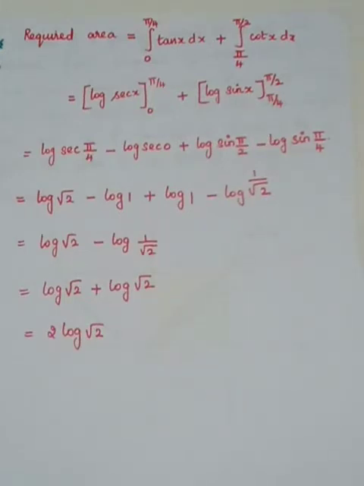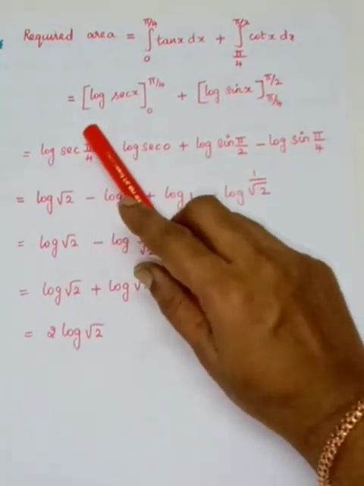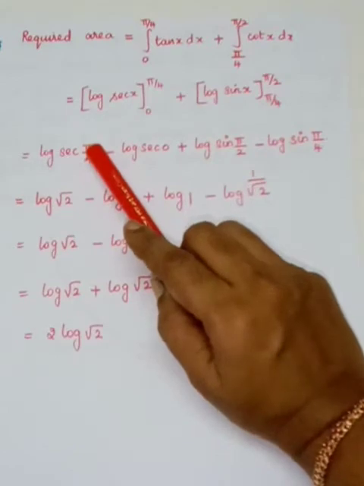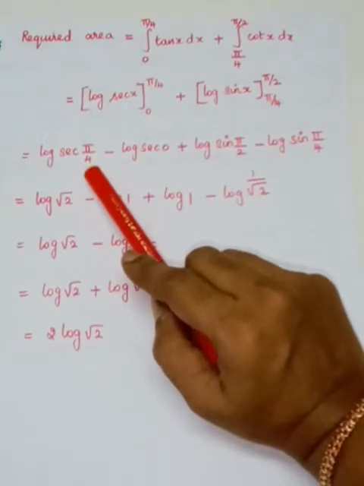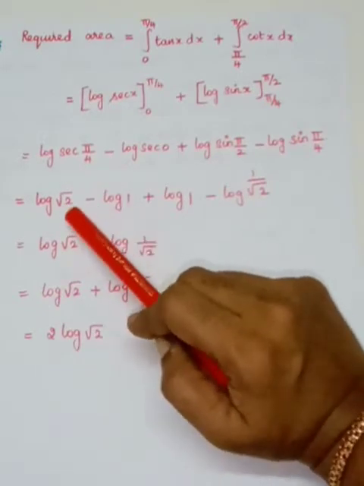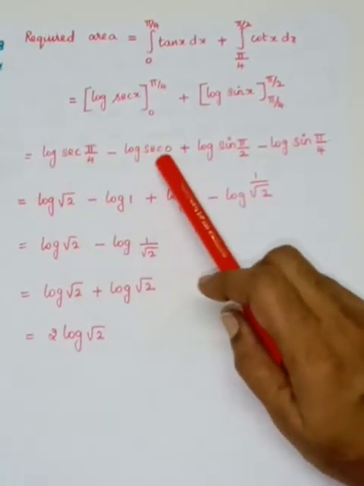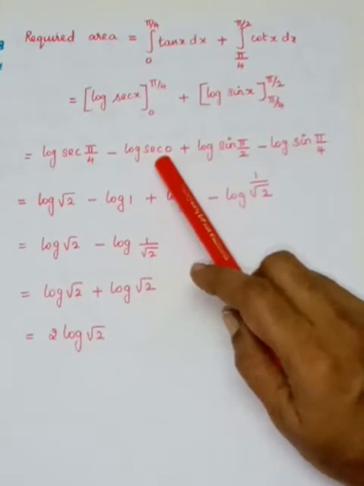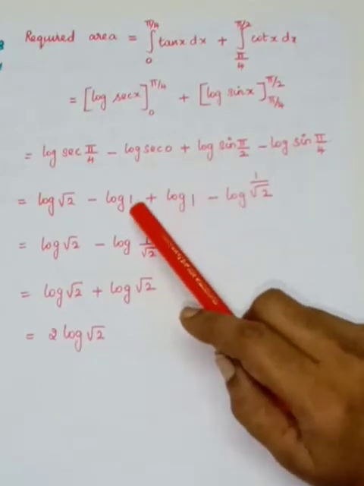Next term, applying the upper limit, log sin pi by 2 minus log sin pi by 4, the lower limit. So secant pi by 4. Pi by 4 is 45 degrees. Secant pi by 4 is the reciprocal of cos pi by 4. Cos pi by 4 is 1 by root 2, so the reciprocal is root 2. So log root 2 is the answer for this term. And secant 0 is 1 by cos 0. Cos 0 is 1, so 1 by 1 is 1.